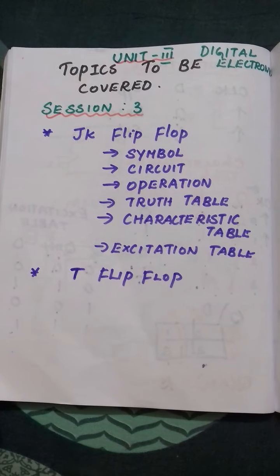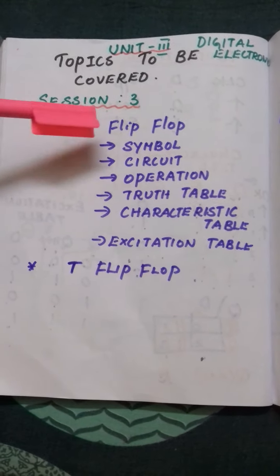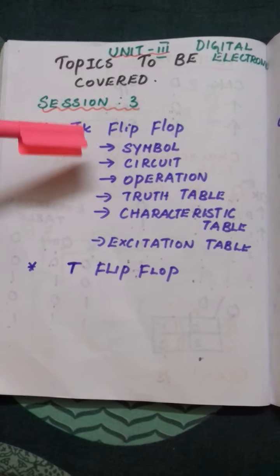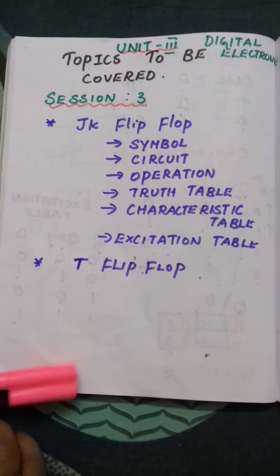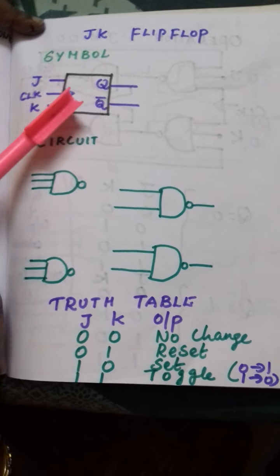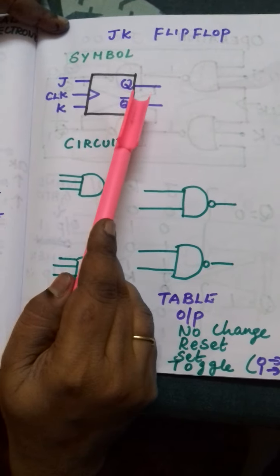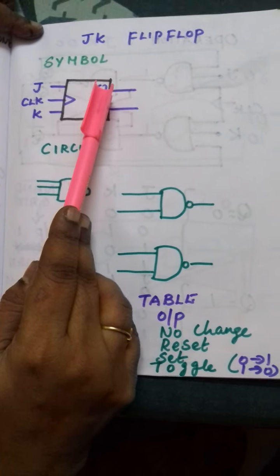And the topics to be covered in this session are JK flip-flop, and already I told you the flow for it: symbol, circuit, operation, and all the tables. Similarly, T flip-flop. So first let us start with the symbol of JK flip-flop. Your inputs are J and K, and I'm going to work with a positive trigger. So I'm giving the symbol as a clock, and the output is Q and Q bar. You already know Q bar is the complement of Q.